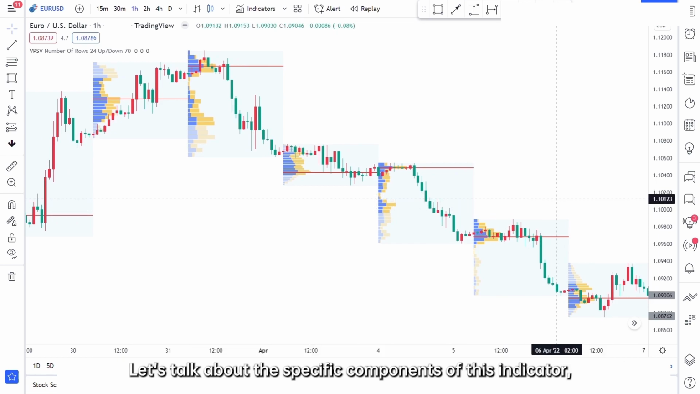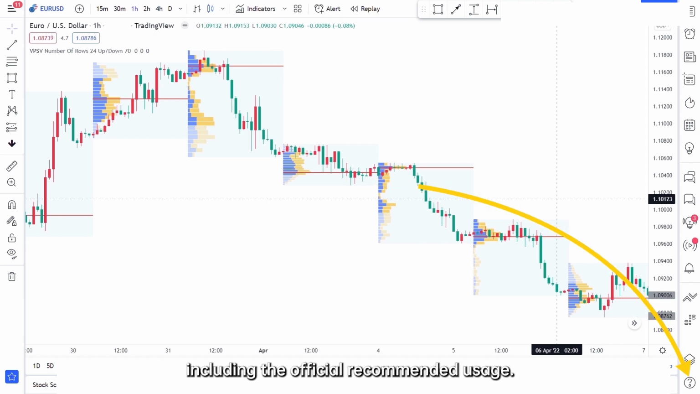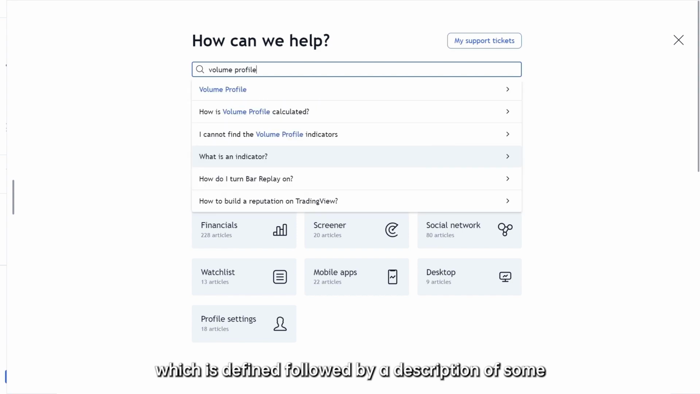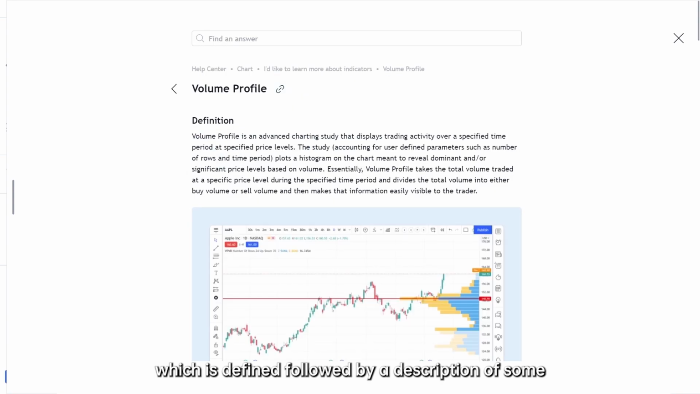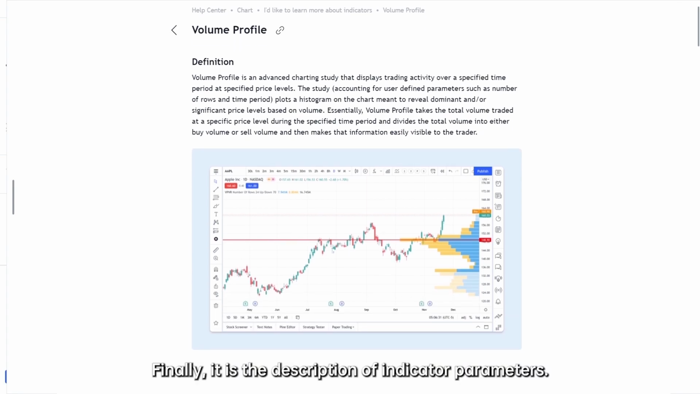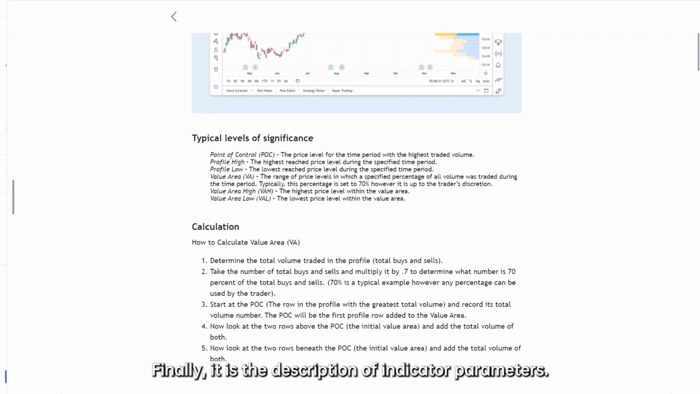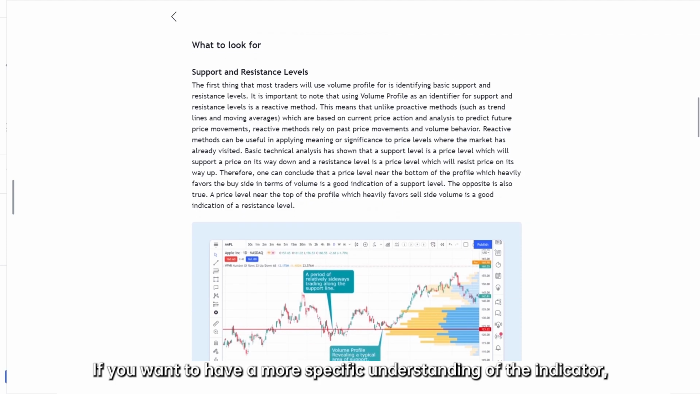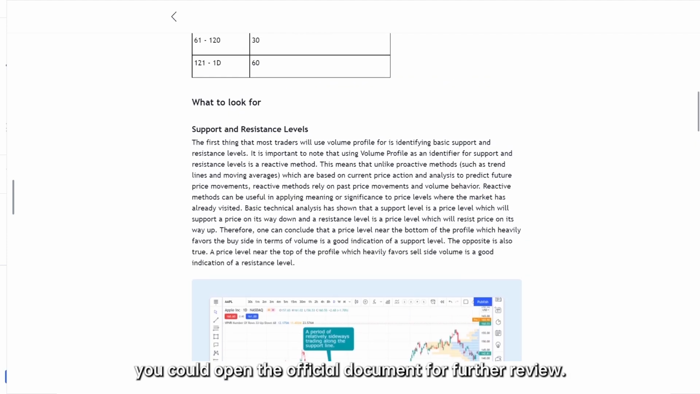Let's talk about the specific components of this indicator, including the official recommended usage. We open the Help Center, enter the name of the indicator, and come to the volume distribution details screen, which is defined, followed by a description of some key parameters and some official recommendations on how to use them. Finally, it is the description of indicator parameters. If you want to have a more specific understanding of the indicator, you can open the official document for further review.